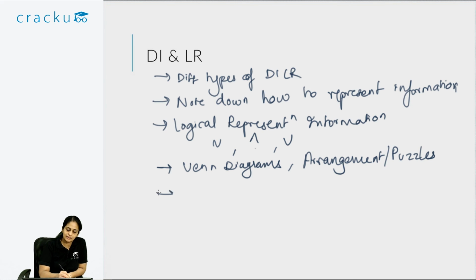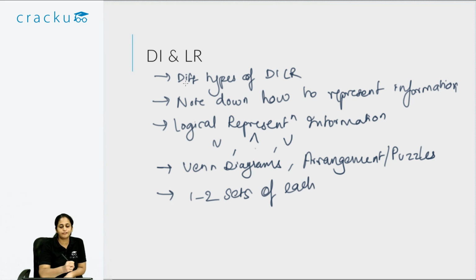Also, I would say that target solving 1 to 2 sets of each type. So if you have noted down what are the different types of DILR that have come, you can even head on to krakow.in, go to our DILR section. There's a playlist for each type of DILR that is there. So if you see, these are the different types of DILR that have occurred. So for each name, you can try to see if you can find a DILR set for each type of DILR and try to solve that set.